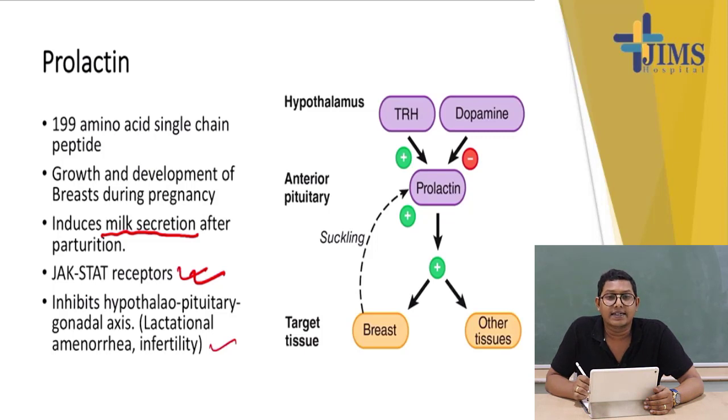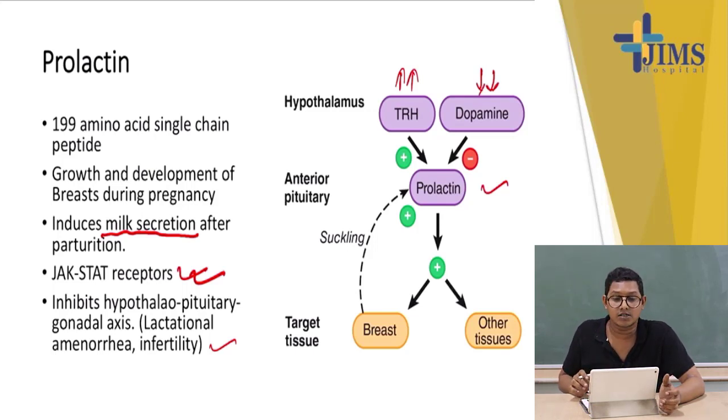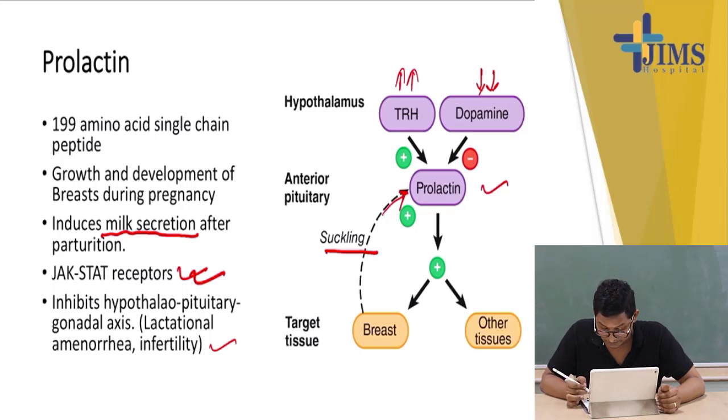The release of prolactin from the anterior pituitary is governed by TRH, thyrotropin releasing hormone from the hypothalamus, which is stimulatory to the pituitary. TRH stimulates the pituitary to release prolactin, whereas dopamine inhibits the pituitary from releasing prolactin. Suckling by the infants is stimulatory to prolactin secretion.